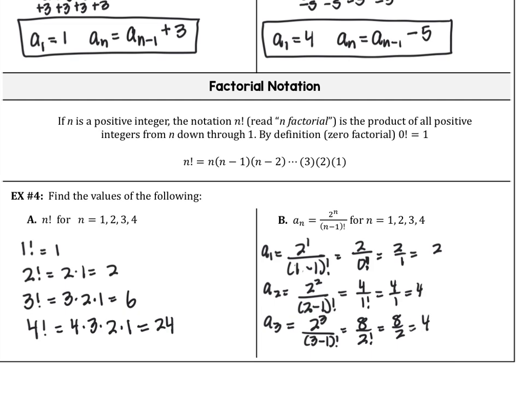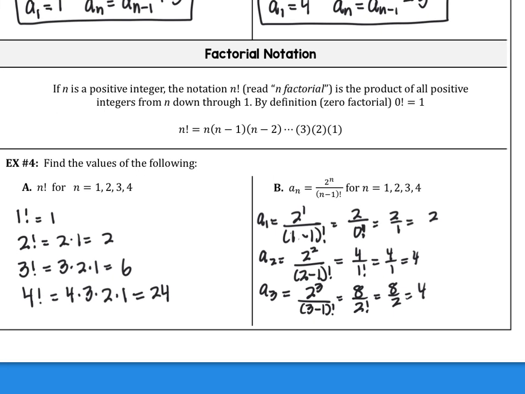Okay, so that's 4. Oh, let me scroll down to try to squeeze this one in. The fourth term would be 2 to the fourth over 4 minus 1 factorial, which is 2 to the fourth, that's 16. 3 factorial, so it's 16 over, not 8, 6, which gives me 8/3. There we go.